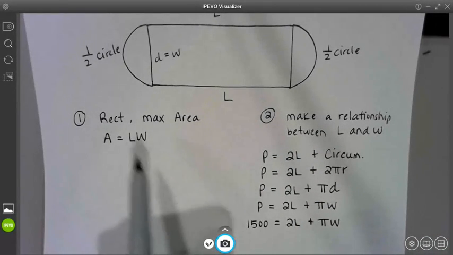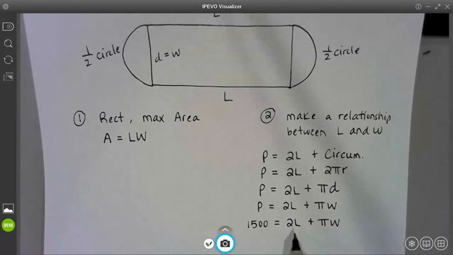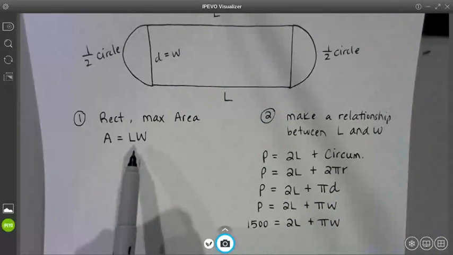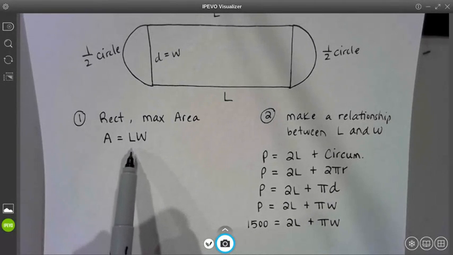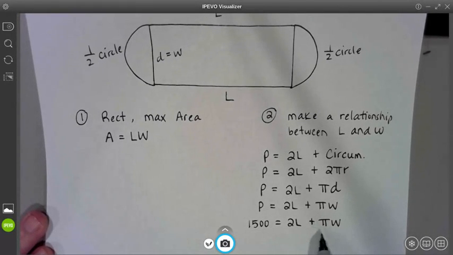So now, in order to get L or W out of this, I can solve this for L, or I can solve this for W, and then I'll be able to get one of these variables out, and this area will be written in terms of just one variable. So if I want to solve for W, I'm going to minus my 2L over, and then I'm going to have to divide everything by pi. Ooh, that's going to be a little ugly.